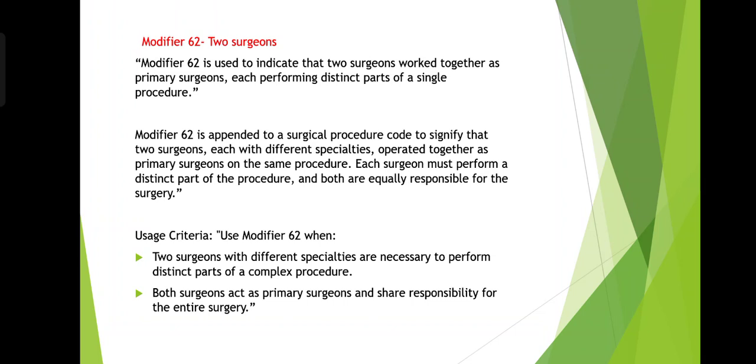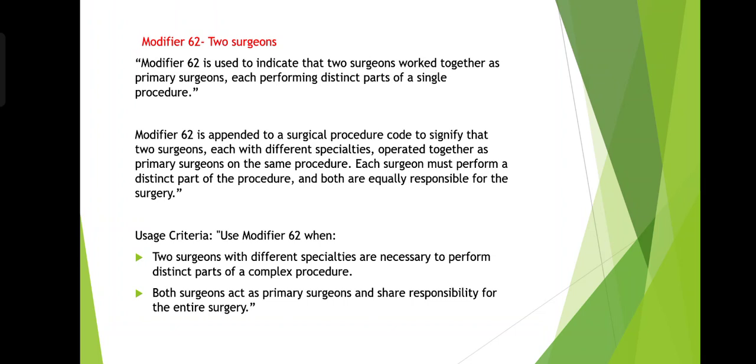Let's see in depth. Modifier 62 is used to indicate that two surgeons worked together as primary surgeons, each performing a distinct part of a single procedure. Okay, two surgeons have to be involved in a single procedure, and both surgeons have to do different parts of the procedure. So modifier 62 is appended to a surgical procedure code to signify that two surgeons, each with different specialties, operated together as primary surgeons on the same procedure. Each surgeon must perform a distinct part of the procedure and both are equally responsible for the surgery.